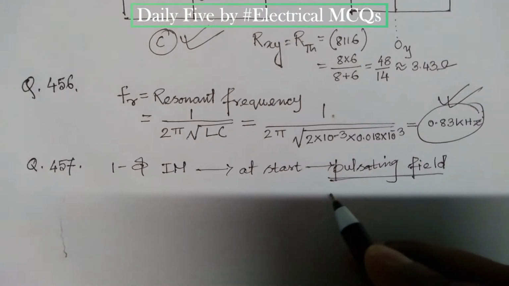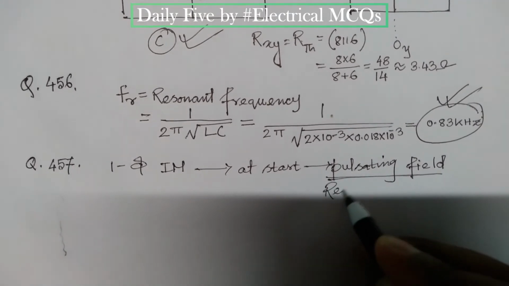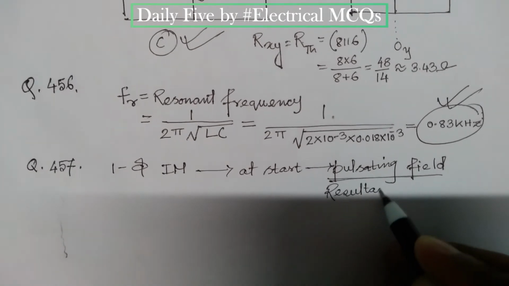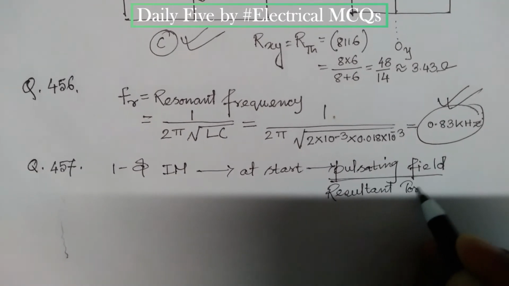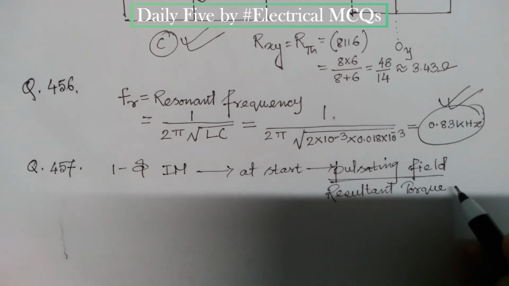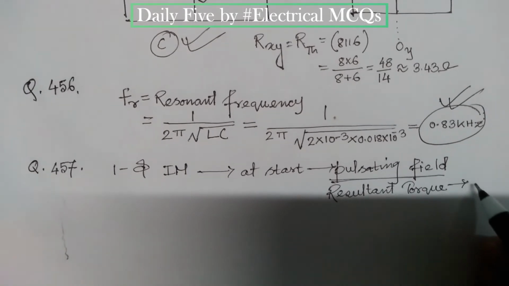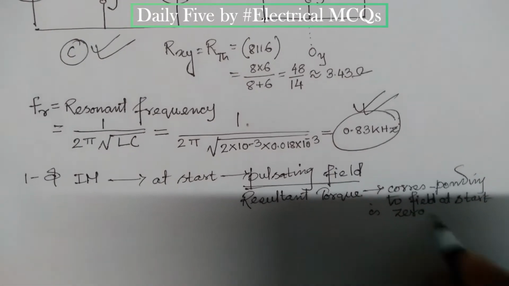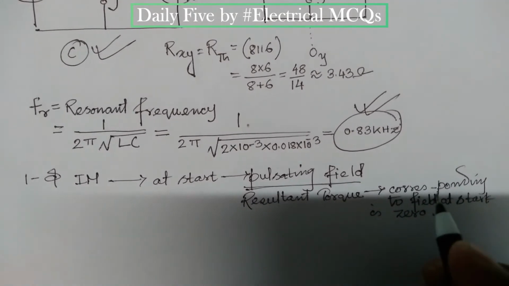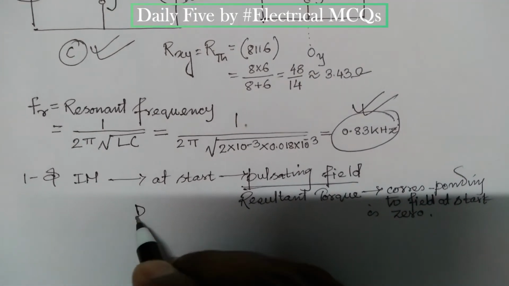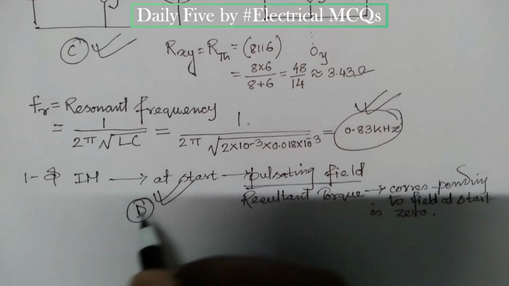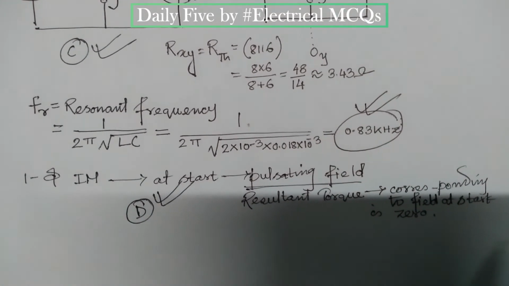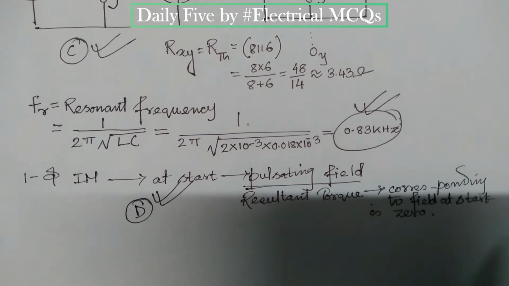So the net or the resultant torque corresponding to this field is 0. So our answer here will be option D, that is the 0 torque. Means 0 torque will be produced for a single phase induction motor at starting.